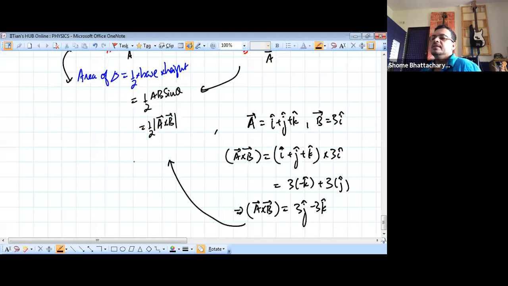Now the magnitude of A cross B is the root of 3 square plus 3 square. That is 3 root 2. So the area of the triangle will become half of 3 root 2. So it is 3 by root 2.